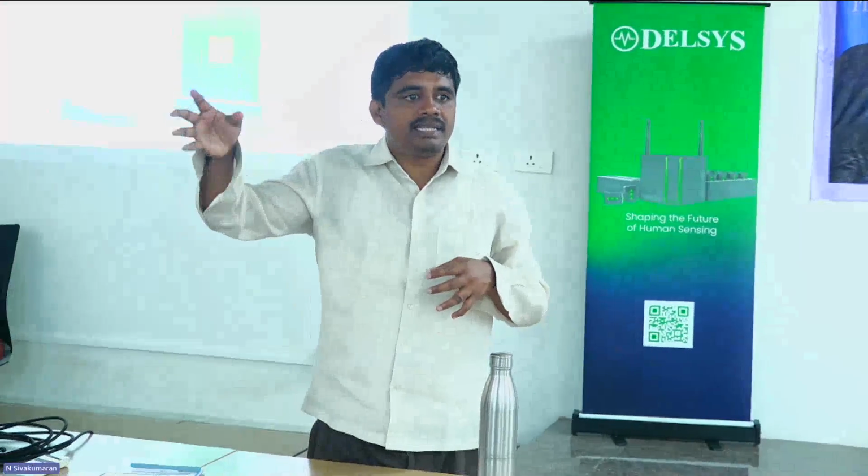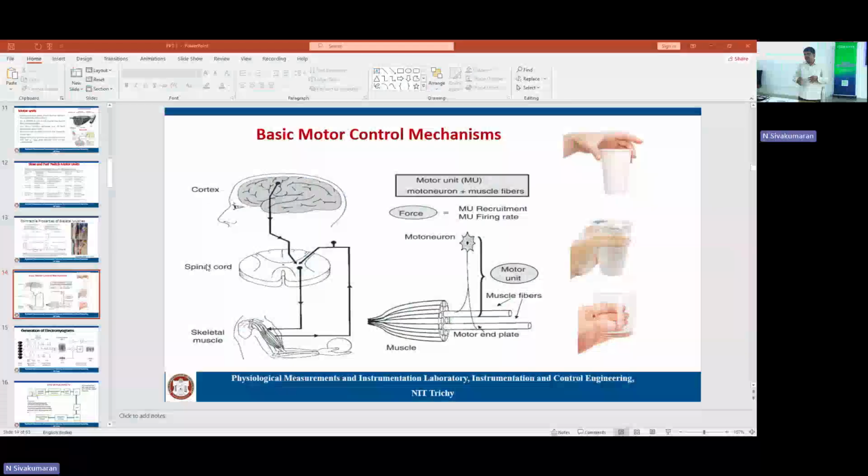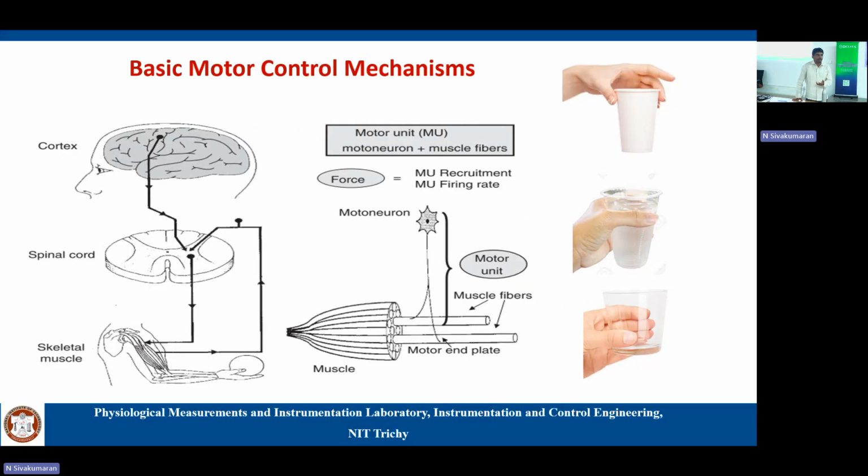EMG is nothing but information about muscle contraction, right? You can see that for the same activity, we can see different patterns. Again, this cannot be directly used for control purposes, because for the same activity you should get the same signal, right? But we will not get the same signal, and we will see the fundamental reasons behind that, and why we do signal processing.